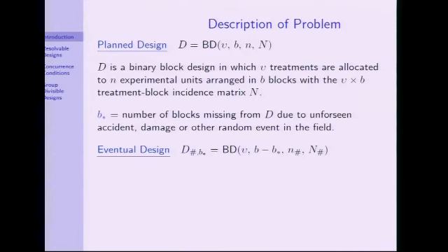but I have the situation where I might lose some blocks during experimentation for all sorts of reasons. There might be some sort of accident, there might be some damage. I might simply run out of resources and not be able to complete as many blocks as I've planned. So the design I end up with, my eventual design, I'm going to call D hash B star. It's the same as my plan design, but I've lost B star blocks, and I can't anticipate in advance the size of B star or which blocks are going to be lost.